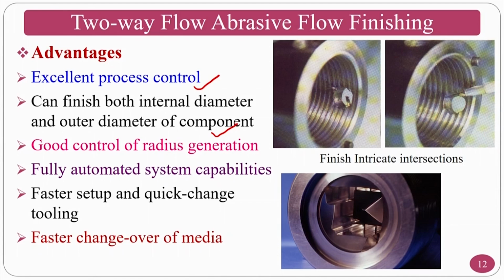This depends on how you develop the tooling for the workpiece material. There is good control of radius generation, fully automated system capabilities can be done, and there is fast setup and quick change tooling and fast changeover of the medium and other things. So this type of deburring also can be done by the abrasive flow finishing process.